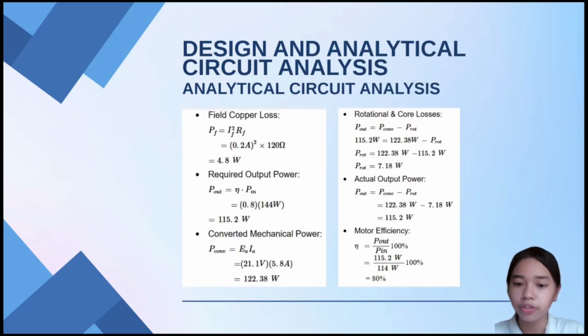For the motor efficiency, we just insert the values. P_out is 115.2 watts divided by P_in, or 144 watts, and we get 80%, which is in accordance to the design that we aim to create at the start.